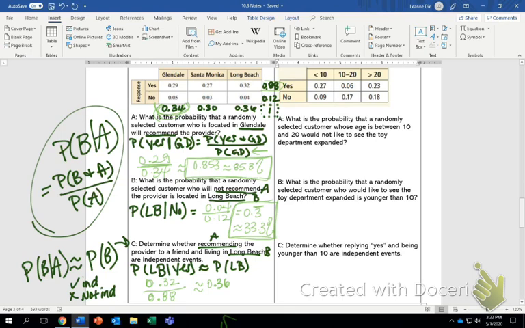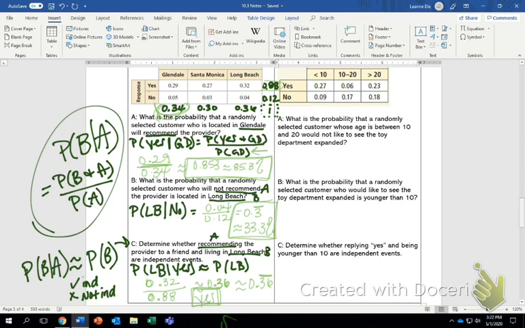So then I'm going to take my calculator, 0.32 divided by 0.88, and if I do that, it's going to give me 0.36 repeating. And so they are approximately equal to each other, so I would say yes, they are independent events. All right, and so let's do our next one, letter A for example 3.2.